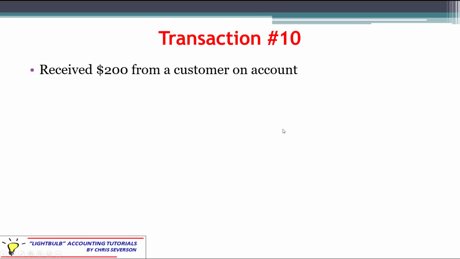Finally, transaction number 10, we received $200 from a customer on account. So in this situation, it's $200, and I want you to pay close attention to this. We received it from them on account, which means they had an account previously set up with us. We provided a service or sold them something. We set the account up. Now we're receiving it. So that's the key thing to get here.